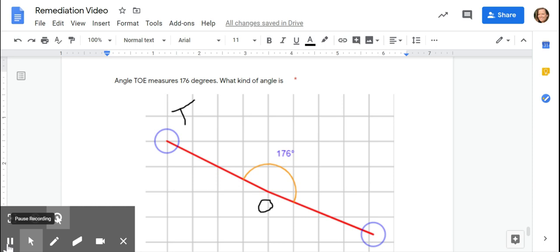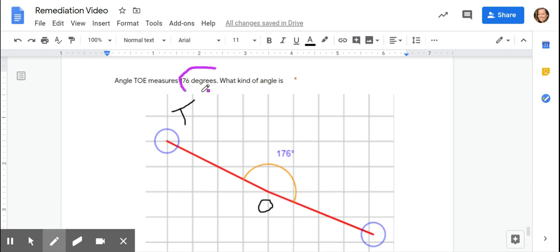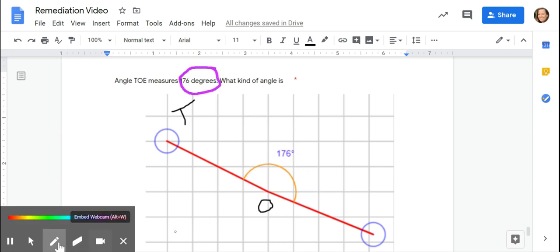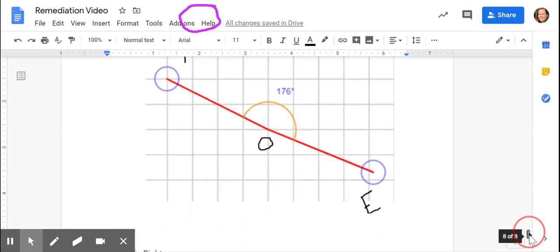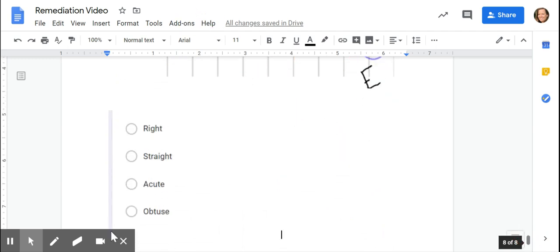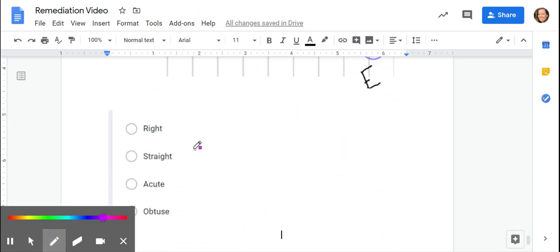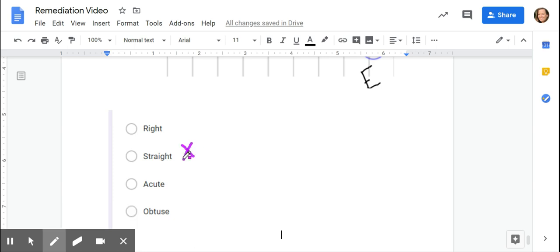Now this one could be tricky if you just went off of the visual. This is angle TOE, and we're told it measures 176 degrees. And if you look at the picture, you can even see it looks like 176 degrees. The biggest mistake people made on this was saying that it was a straight angle. It's 4 degrees away from being a straight angle, so it basically looks straight, but it's not exactly 180 degrees. It's 176 degrees, so it's not a straight angle.